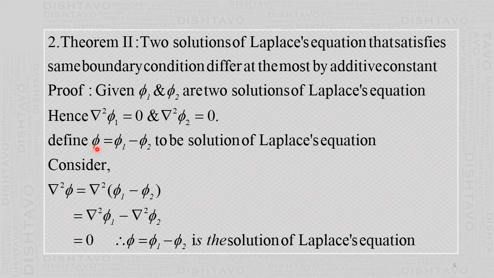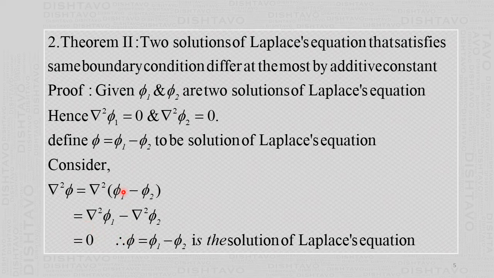So we have to prove that phi is a constant, and it can also be 0. And if we prove that phi is a constant or equal to 0, that means these two solutions of Laplace equation will differ at the most by additive constant. So now you consider del square phi, and that is equal to, we substitute for phi 1 minus phi 2, open this bracket, del square phi 1 minus del square phi 2. Now since phi 1 is the solution, del square phi 1 is equal to 0, phi 2 is the solution of Laplace equation, del square phi 2 equal to 0. So 0 minus 0 is 0. That means del square phi equal to 0.